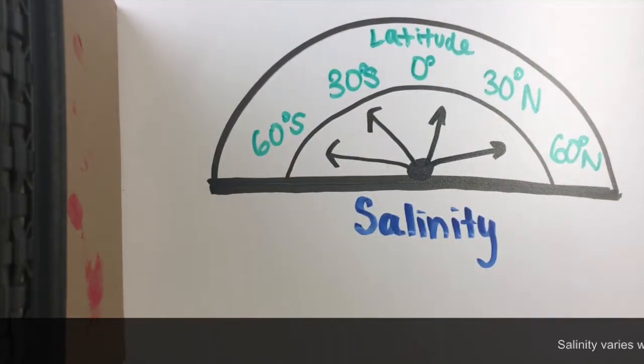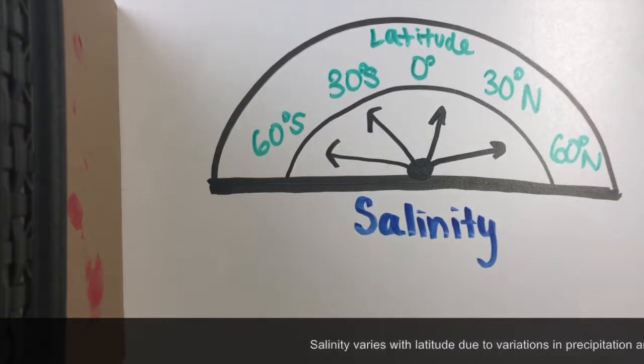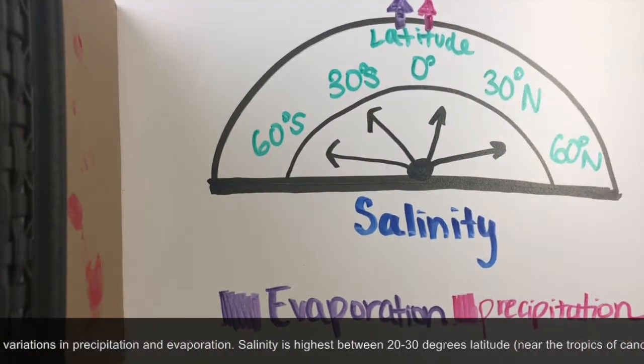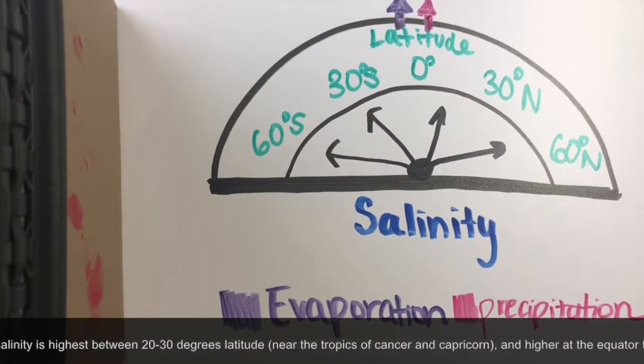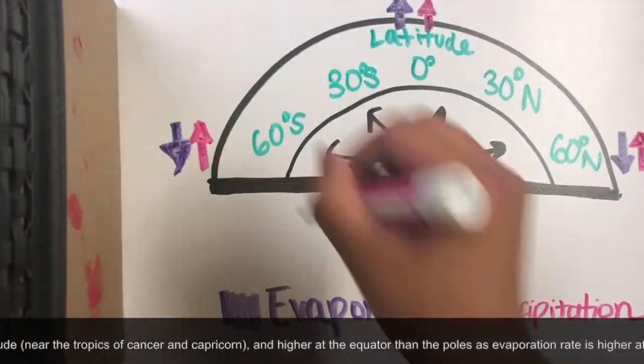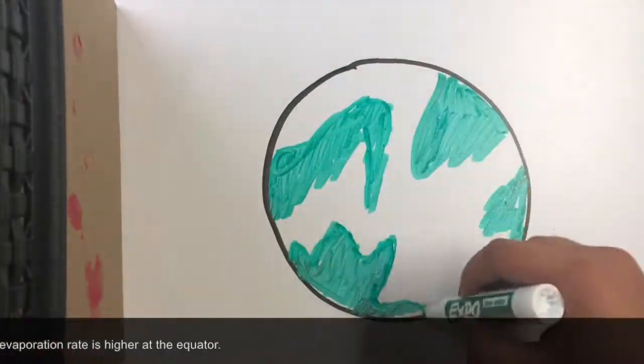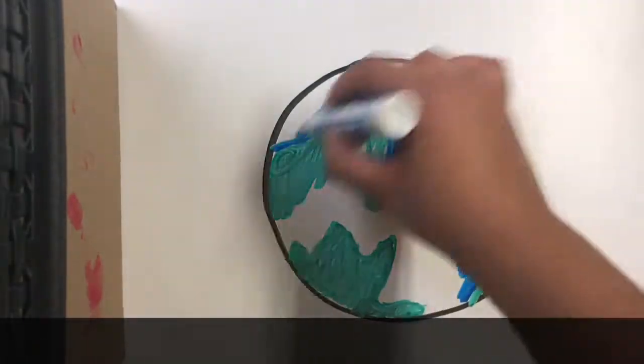Salinity varies with latitude due to variations in precipitation and evaporation. Salinity is also at its highest between 20 to 30 degrees latitude, near the tropics of Cancer and Capricorn, and higher at the equator than at the poles, because evaporation rate is much higher at the equator.